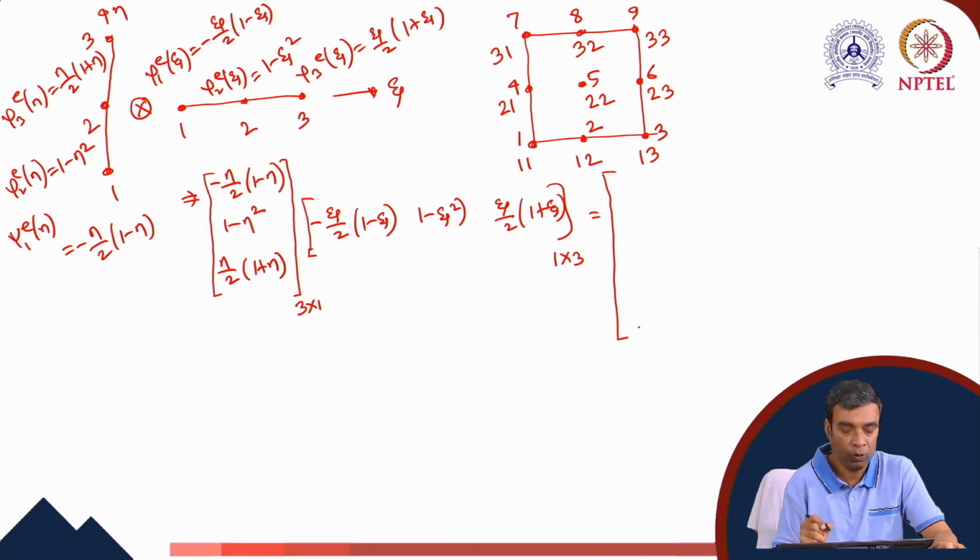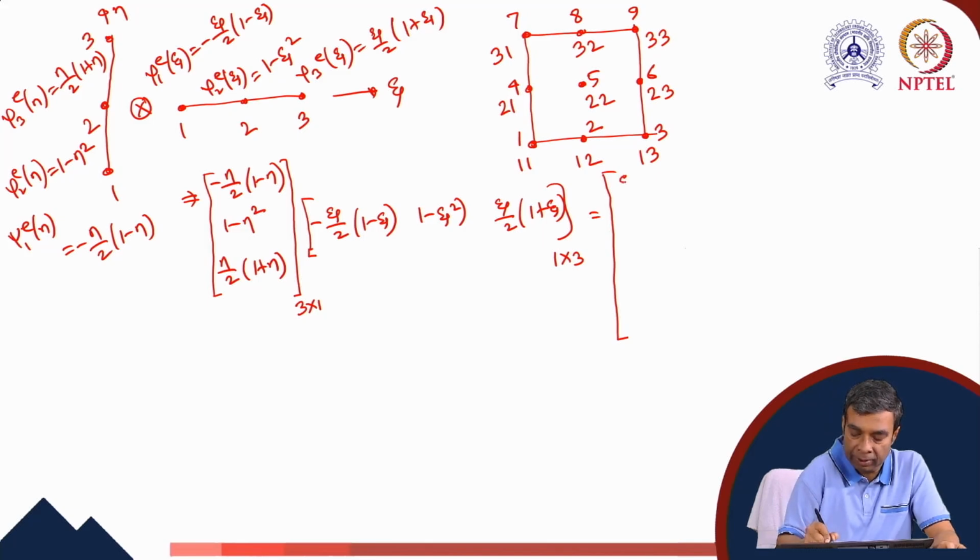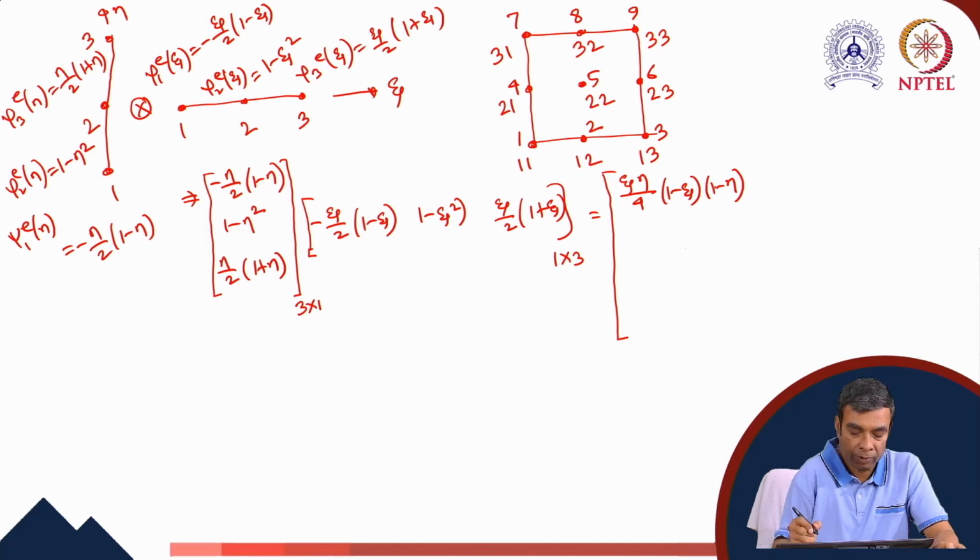First row, first column. So this gives us xi eta by 4 into 1 minus xi into 1 minus eta. Now, first row, second column, it gives us minus eta by 2 into 1 minus eta into 1 minus xi square.